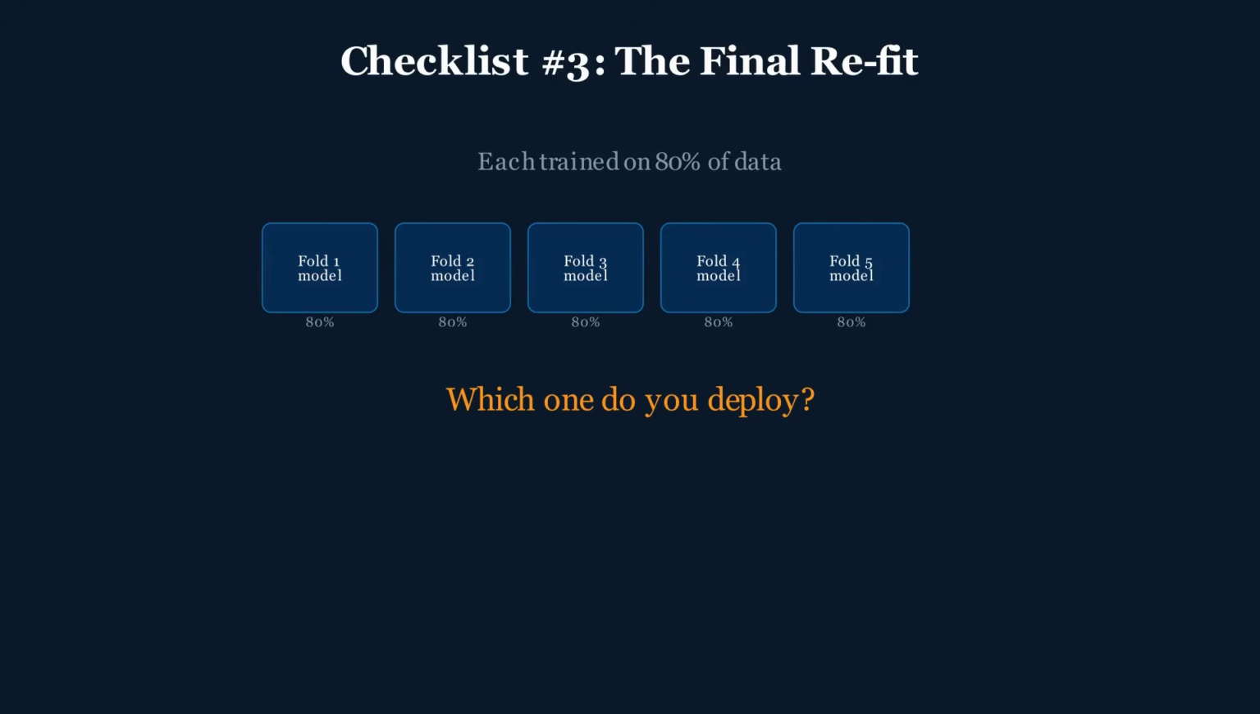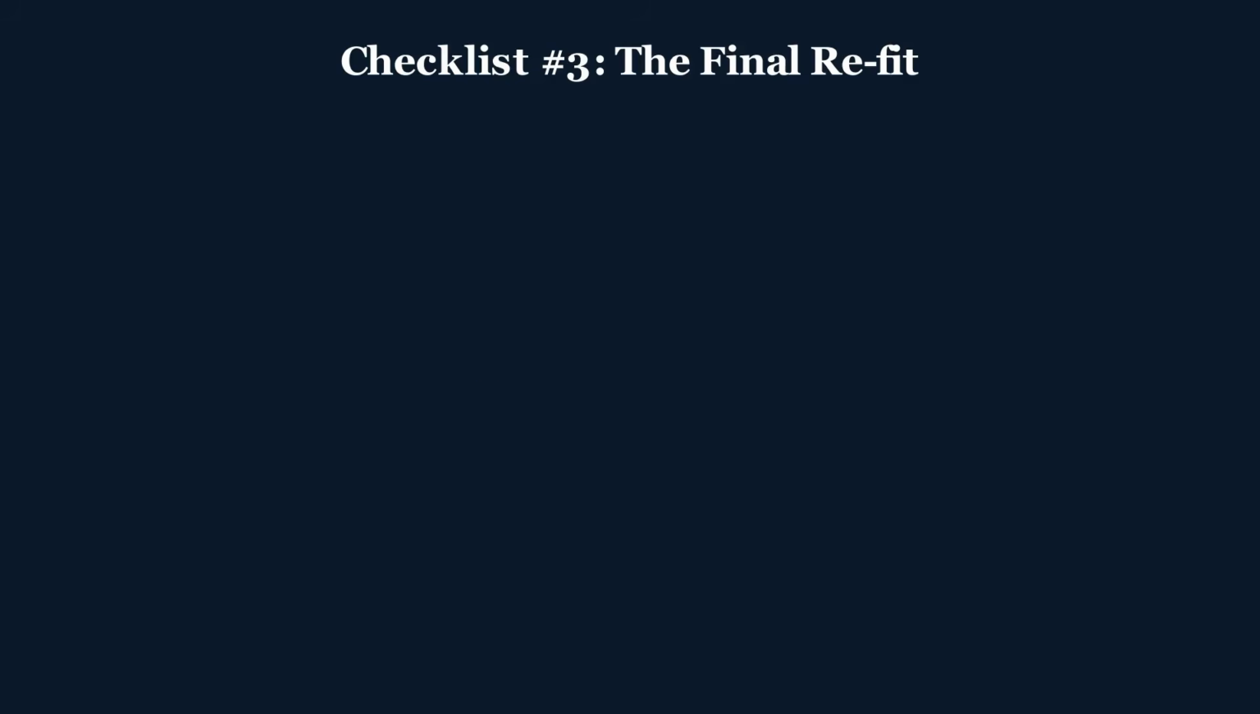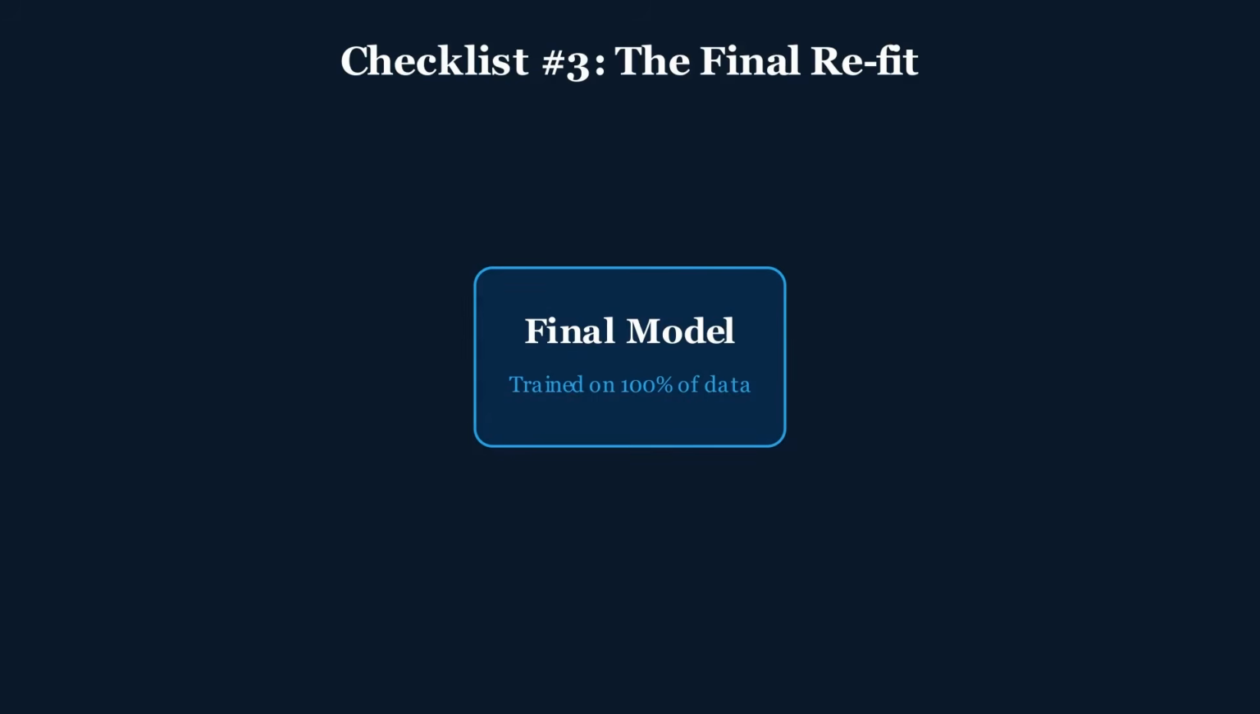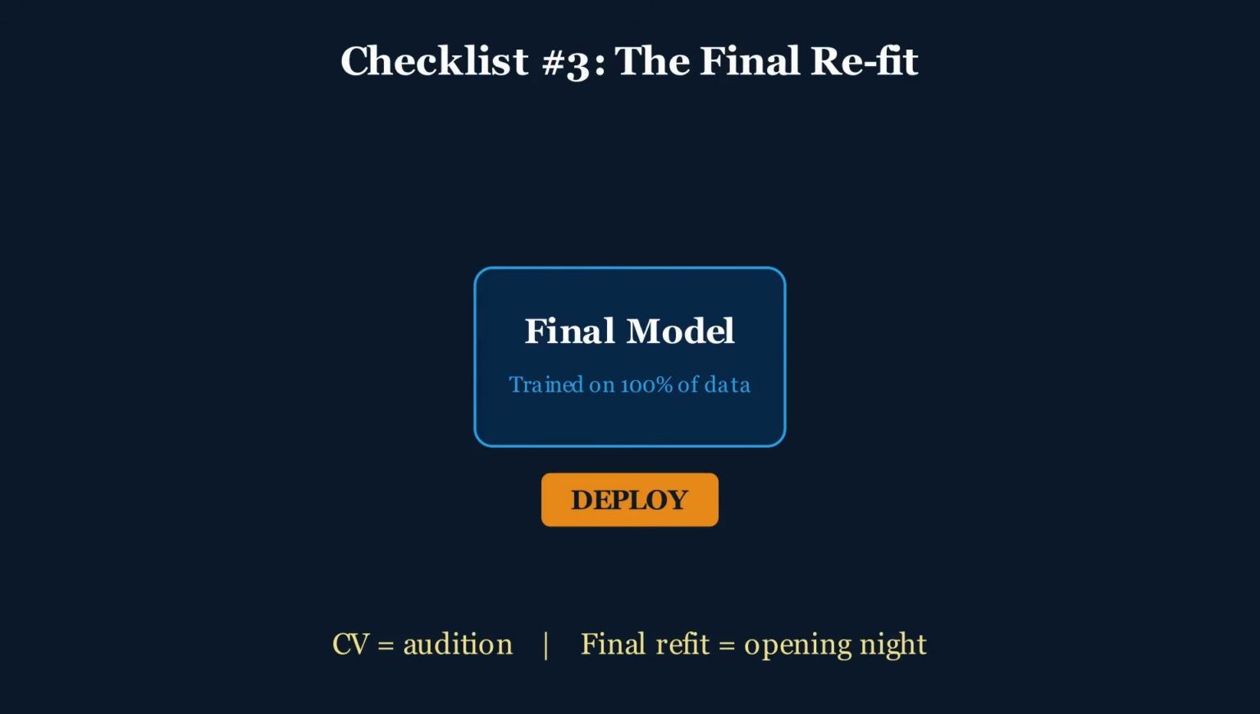Once you've used cross-validation to select your best model and hyperparameters, you must retrain that final model on the entire dataset before shipping it. That way, it learns from every available example. Final refit equals opening night.